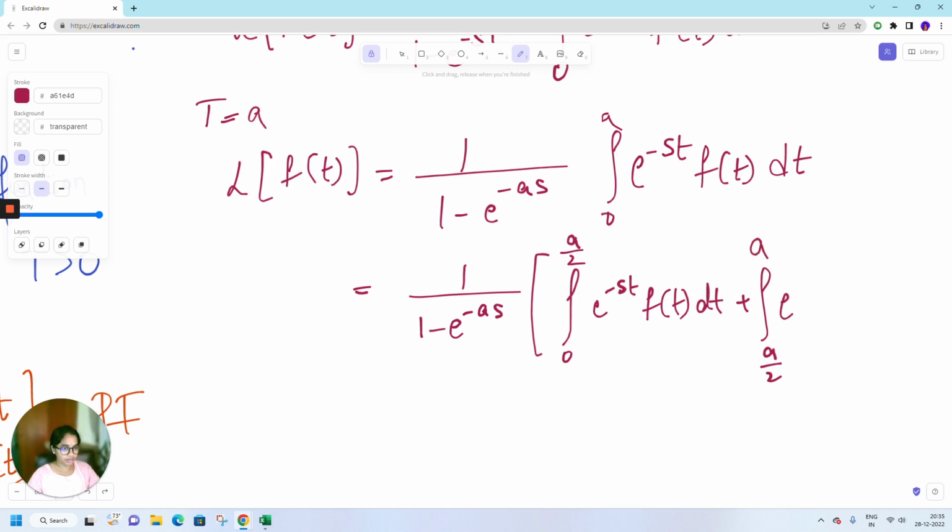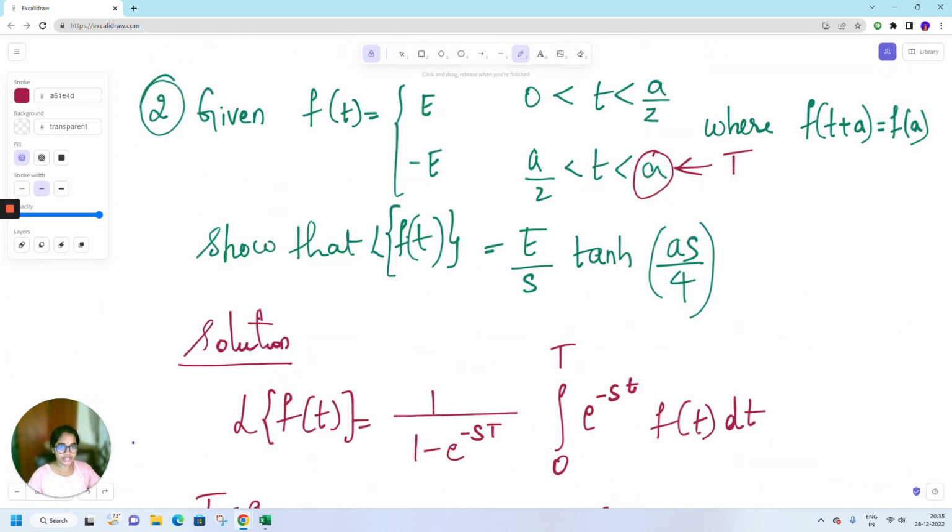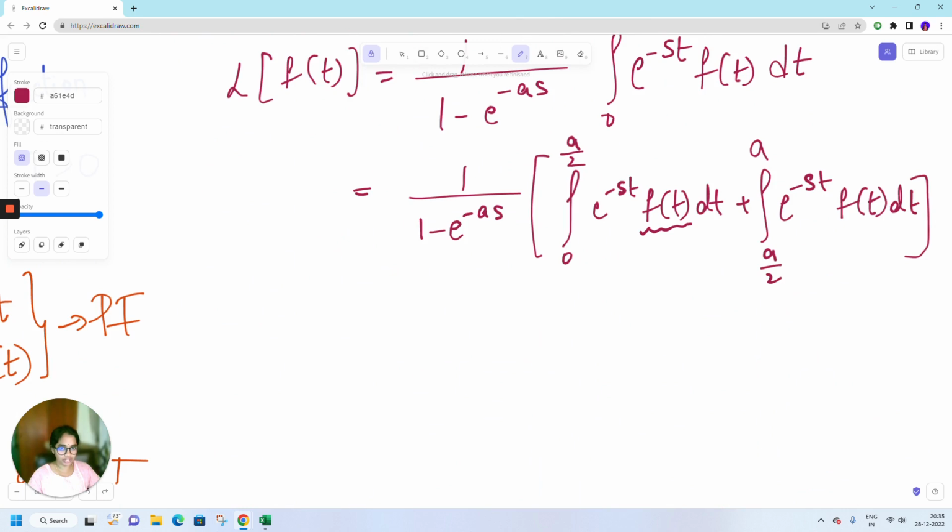Okay, e power minus st f of t into dt. After this, what should I do? What is f of t from 0 to a by 2? It is e. What is f of t from a by 2 to a? It is minus e. So let me substitute these two values.